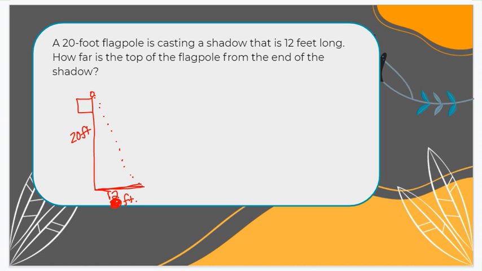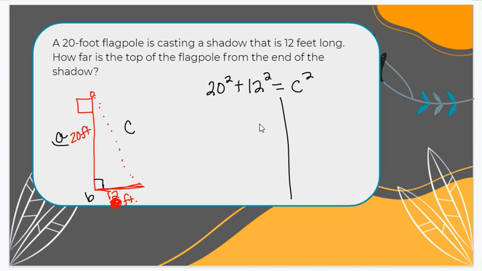All right, so let's label the parts of our triangle. Our right angle is formed here, so that means we're looking for C, our hypotenuse, and we're given our two legs. So these can be your A and your B. All right, so we'll have 20 squared plus 12 squared equals C squared. Pause the video, solve it, press play, and check your answer with me.